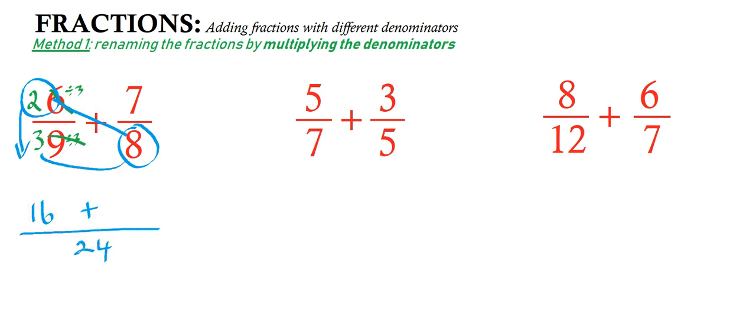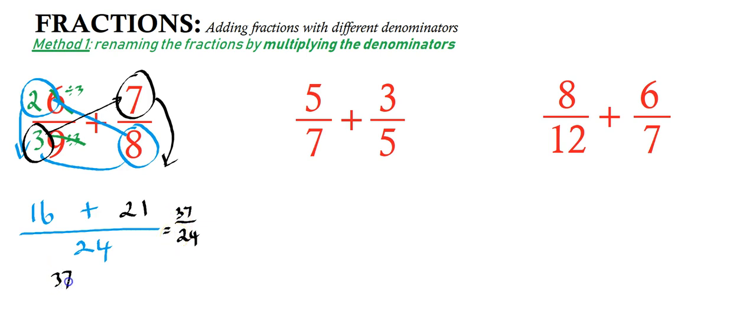And then I'm going to pretty much do the same thing. The denominator here is going to be multiplied by the numerator here. So that's 21, and we're going to drop that down to here. So it's 21/24. And 16 plus 21 is 37, over 24. Now you can see that's an improper fraction.